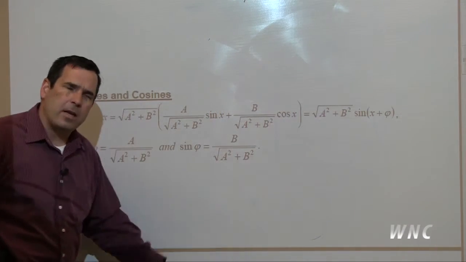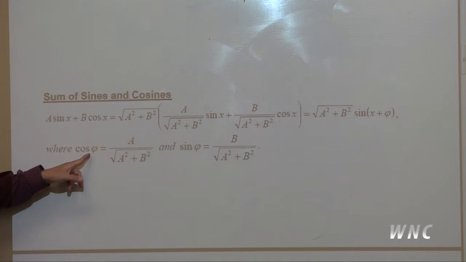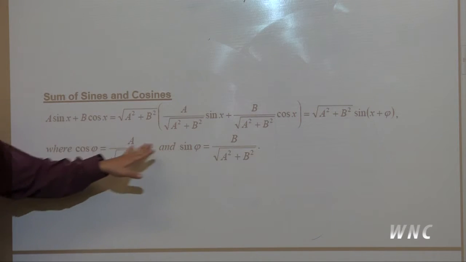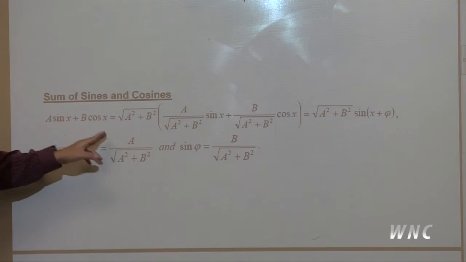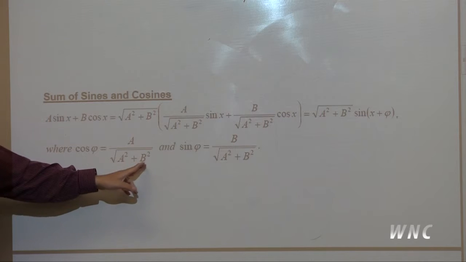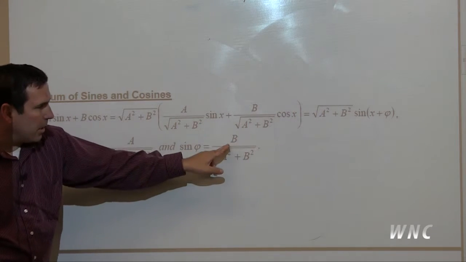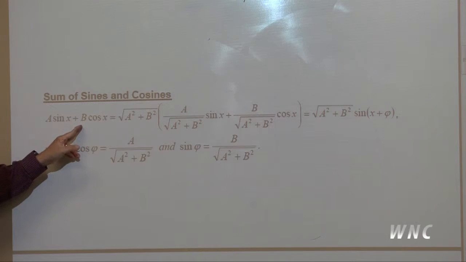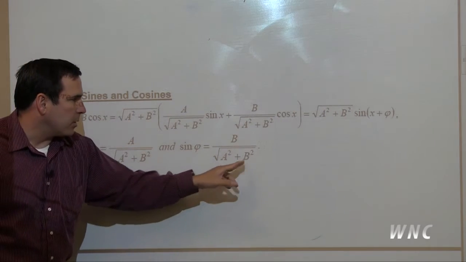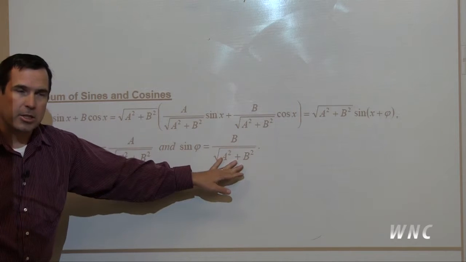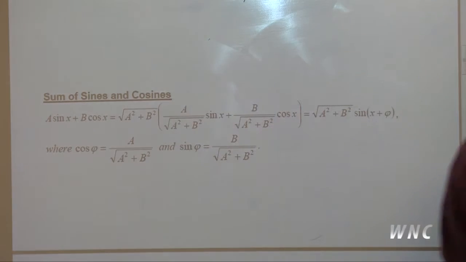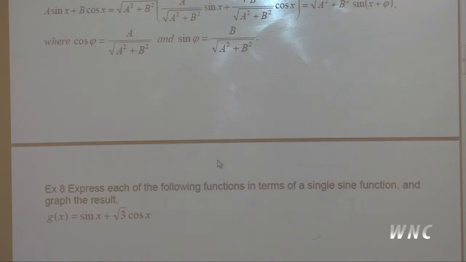Now you're asking, what's phi? Well, cosine of phi is a, the coefficient for sine, over the square root of a squared plus b squared. Sine of phi is b, the coefficient for the cosine, over the square root of a squared plus b squared. So it's the angle that satisfies both of these conditions. And that leads us to this example.